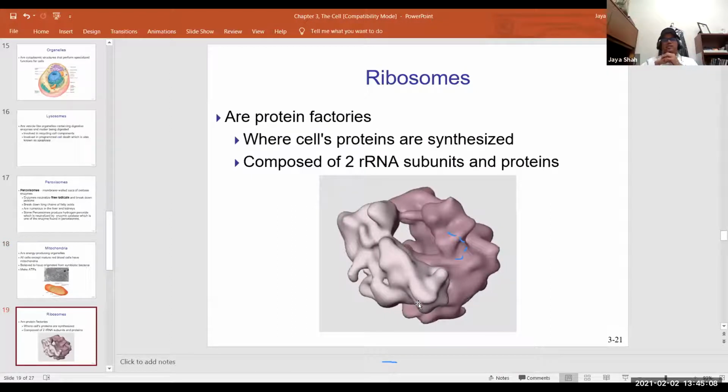Okay, now the next organelle is ribosomes. Sometimes they are called ribozymes, like enzymes. So ribosomes are protein factories. They make proteins. This is where proteins are synthesized. Ribosomes are made up of two subunits, a small subunit and a large subunit. The smaller is called the 30S subunit, and the larger is called the 50S subunit. They are composed of RNA and some protein molecules. The RNA found in the ribosomes is ribosomal RNA.